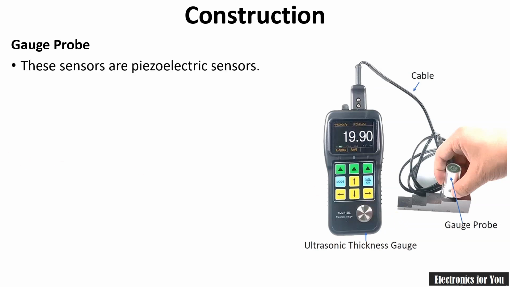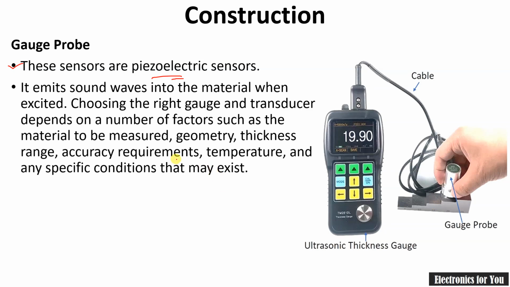The first one is the gauge probe. In the ultrasonic gauge probe, these are the piezoelectric sensors. The piezoelectric sensor produces the ultrasonic frequency, and, as you can see here, it sends the sound wave into the material when excited. Choosing the right gauge and transducer depends on a number of factors such as geometry, thickness range, accuracy requirements, temperature, and any specific conditions that may exist. So you can choose the gauge according to these different requirements.